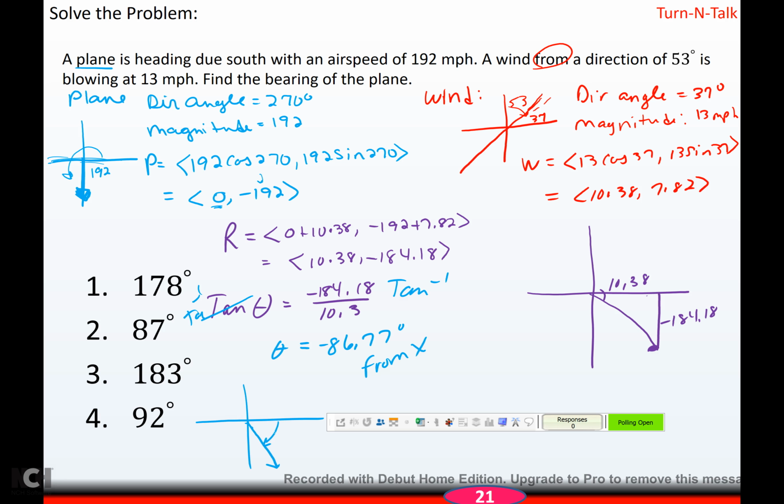Alright, so this is negative 86.77, which means this is 3.23. So if I measure this from north, there's 90 plus 90 plus 3.23 gives me 183.23. Okay? They didn't ask for the speed, so we don't have to find the magnitude.